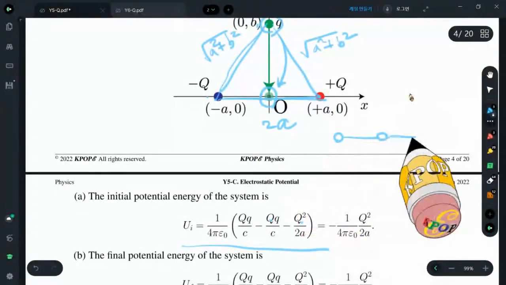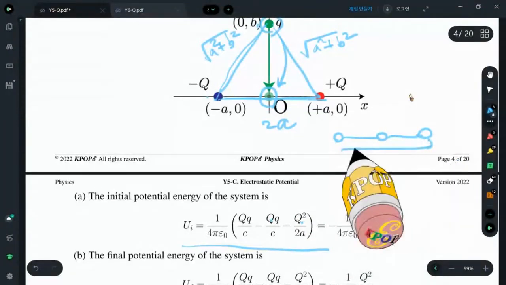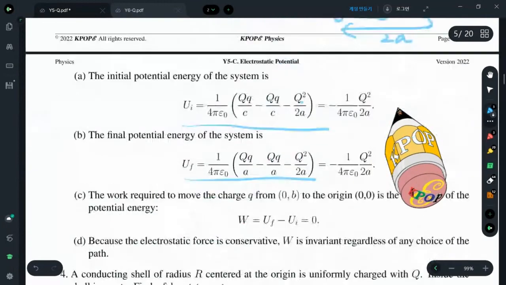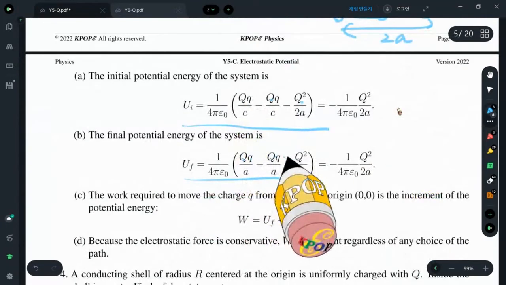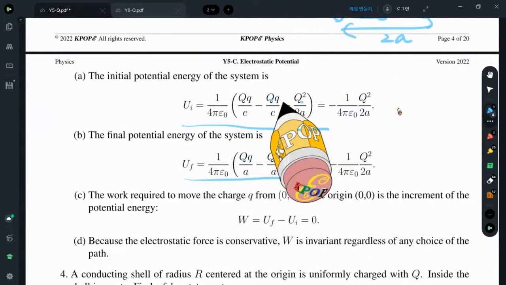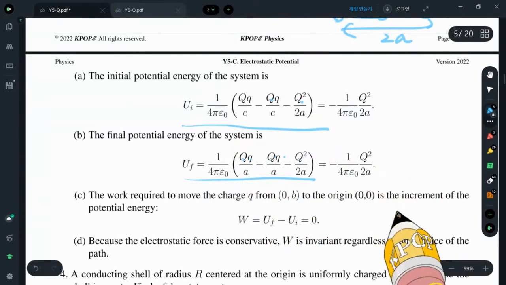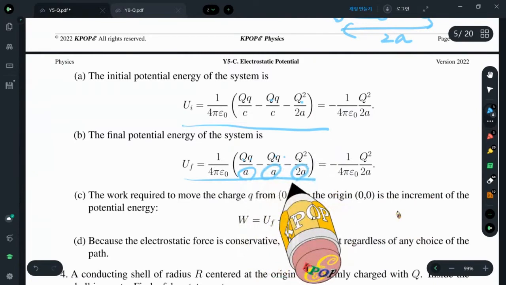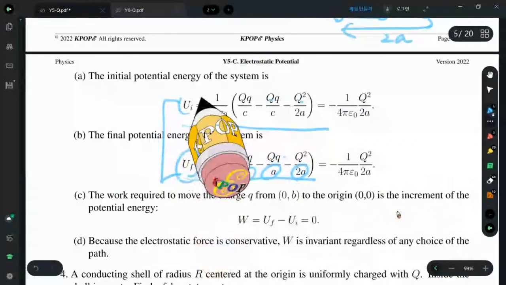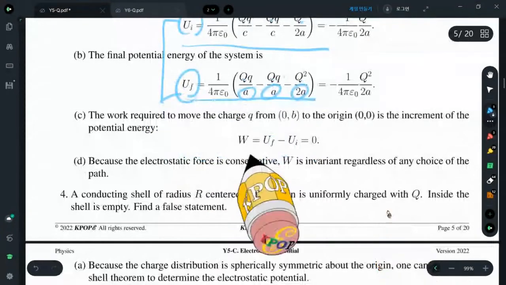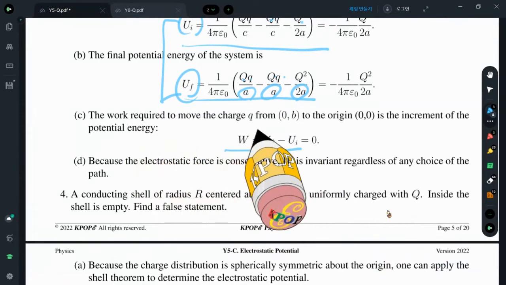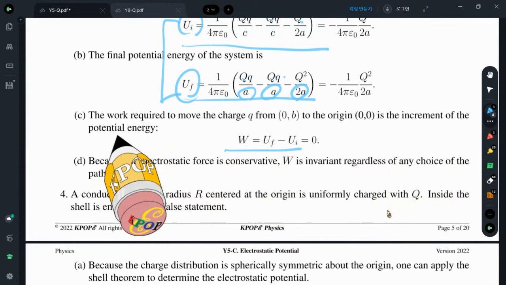The new charge distribution is like that, and this distance is 2a, and this is a, and this is a. Using the same product of charges, because there is no change in the charge of each particle, we have only changed the denominators. The change in the potential energy is the work required to move from here, the incremental potential.